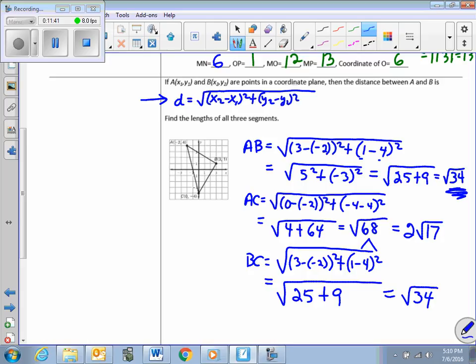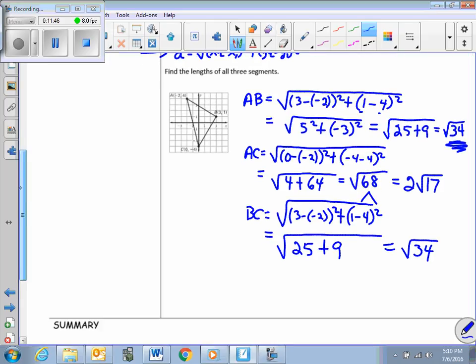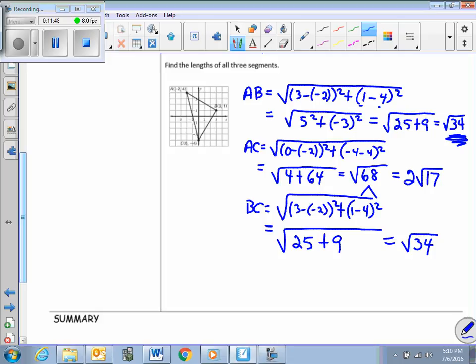And I'm going to use that same procedure, the same distance formula, to find the length of AC. And when I do that, I get the square root of 68. There is a perfect square in 68. The largest perfect square is 4. So this is actually 4 times 17. And when I simplify that, I get 2 times the square root of 17. And when I solve for BC, find the length, once again, I get the square root of 25 plus 9, which is the square root of 34.